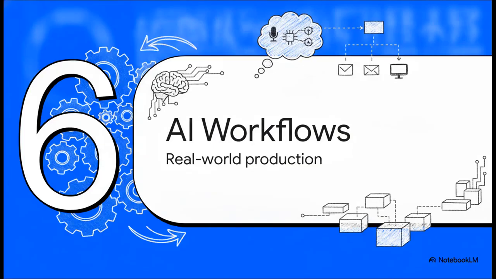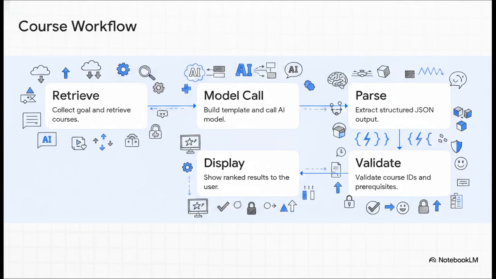Finally, Section 6, AI workflows in practice. Let's look at real-world production. And this brilliantly illustrates how we bring all these concepts together into a complete, step-by-step course recommendation workflow. Notice here that calling the model is literally just step 2. First, you collect the user's goal and retrieve only the most relevant context. Then, you call the model. After that, you parse the structured JSON it gives back. Then, your application code validates the course IDs and double-checks any prerequisites. And only then do you actually show the ranked results to the user. Visually, this just proves that the prompt itself is merely one step in a much larger, heavily engineered machine.